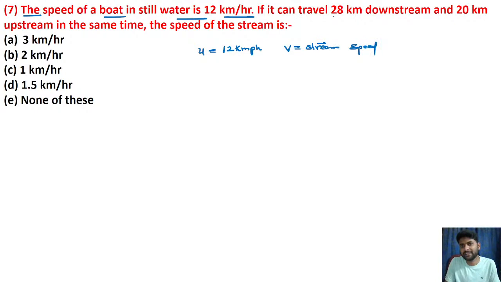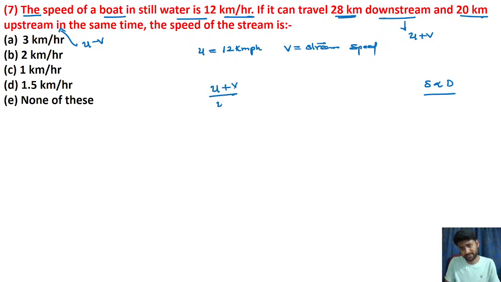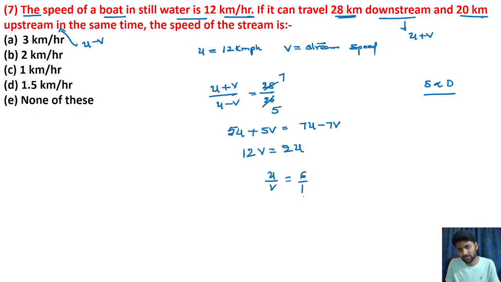Now, the information says that it can travel 28 kilometers downstream. Along the stream means u plus v. And 20 kilometers upstream. Upstream means u minus v. Now, you already know that speed is directly proportional to the distance, right? Now, downstream is u plus v, upstream is u minus v. Now, the value becomes 28 divided by 20. So, you can cancel by 4: 7 is to 5. The final equation: 5u plus 5v is exactly equal to 7u minus 7v. Now the final value, 12v is exactly equal to 2u. Now u by v ratio is exactly equal to 6 by 1.